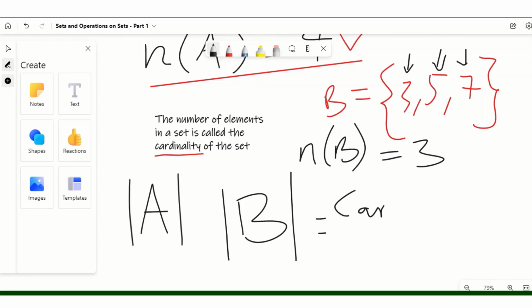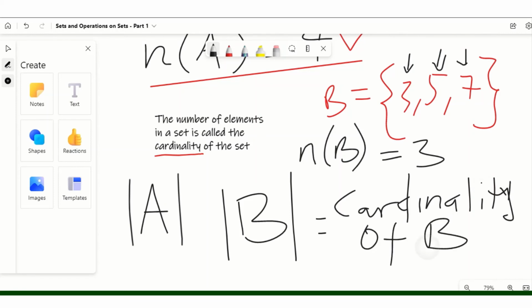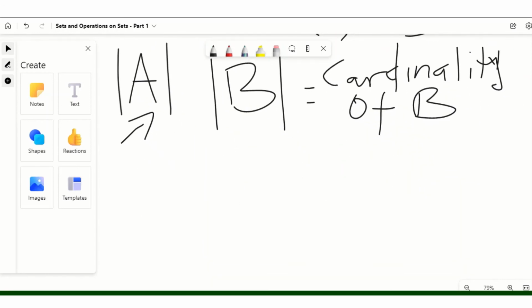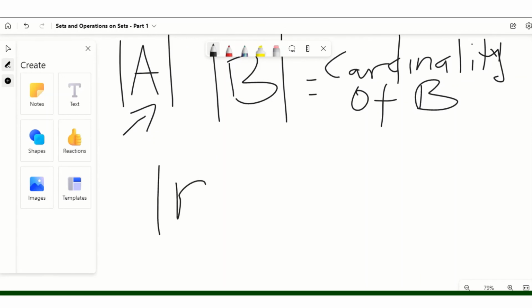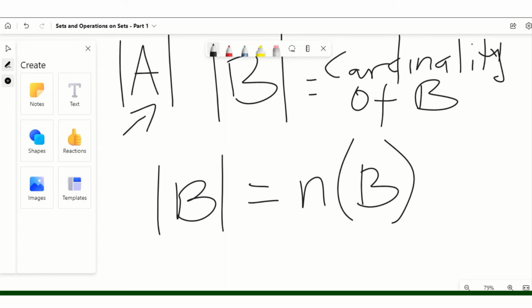So this is just cardinality. Cardinality of B, and this is cardinality of A. The cardinality of B is equal to the number of elements in the set B. You get it? It's just a different way of saying it.